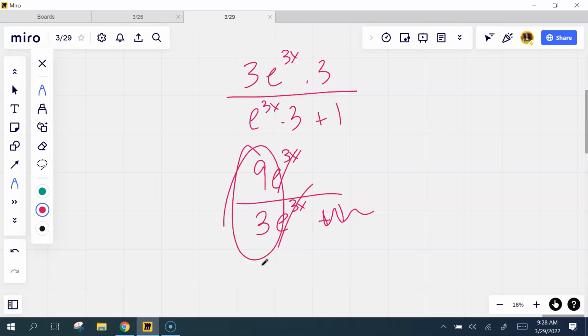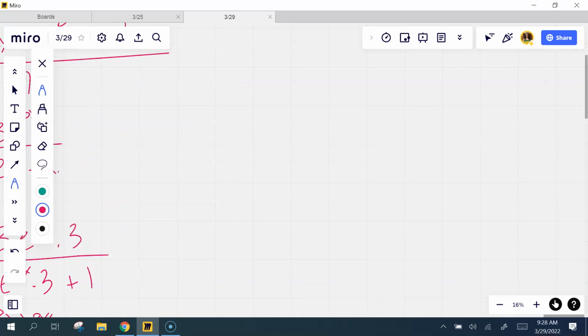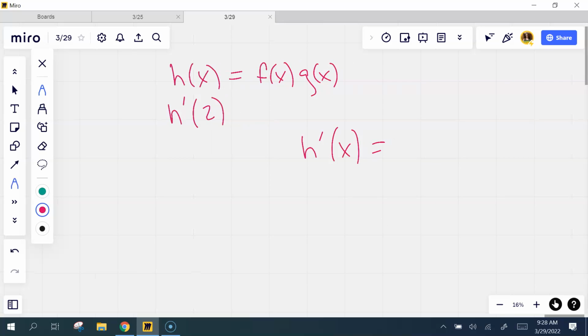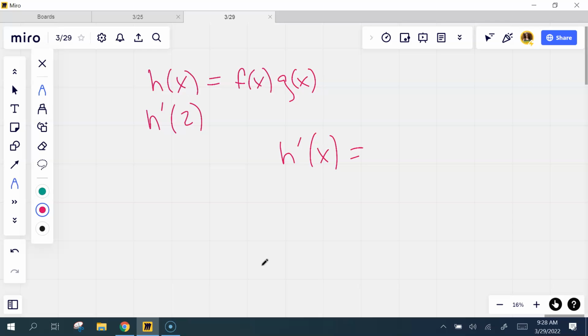Let me talk about 25 real quick. The figure above shows the graphs of the functions f and g. If h of x equals f of x times g of x, then find the derivative of h at 2. Some of these, y'all, I feel like when you look at them, you go, oh my gosh, that's all I had to do. I'm asked to find h prime, so to find that, I first need the derivative. Well, that's nothing but product rule all day long: derivative of the first times the second plus the first times derivative of the second.